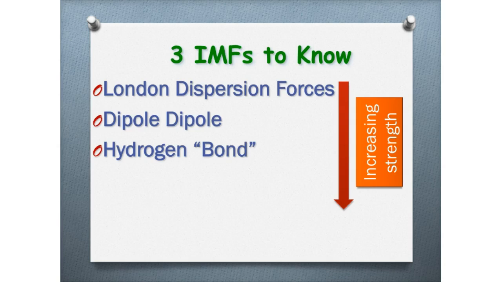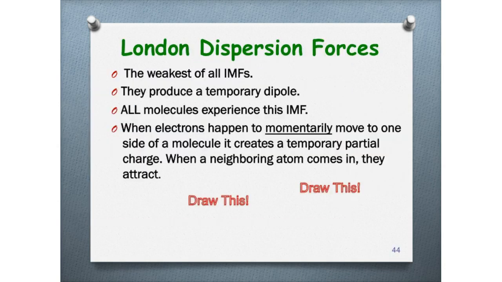So the way I memorized it is hydrogen bonds like to have fun. So hydrogen bonds occur between fluorine, oxygen, and nitrogen, F, O, and N. So the first one I want to go over is London dispersion.